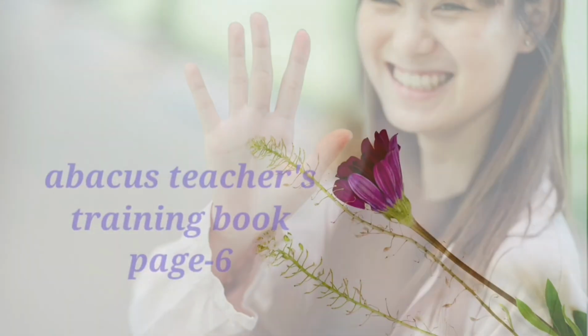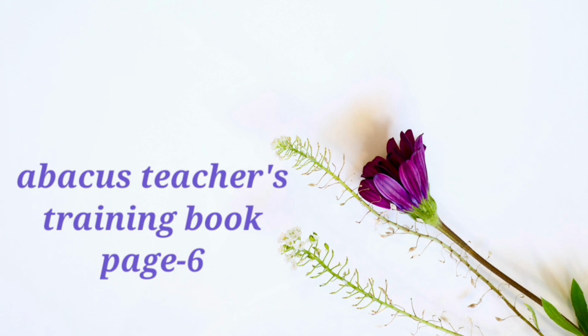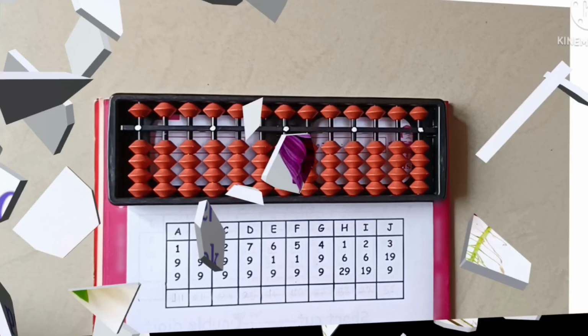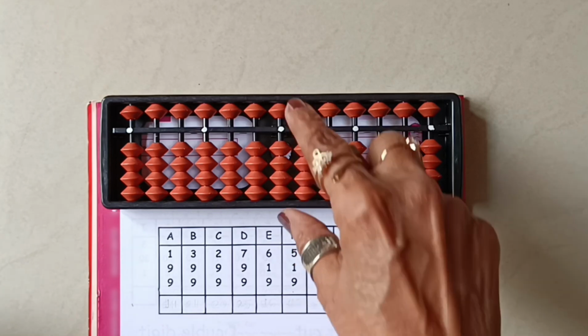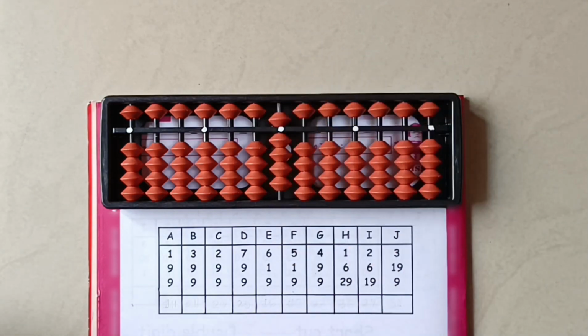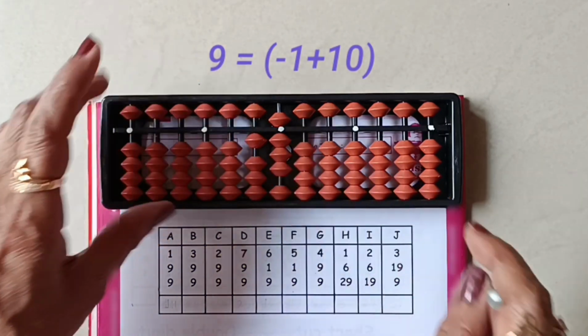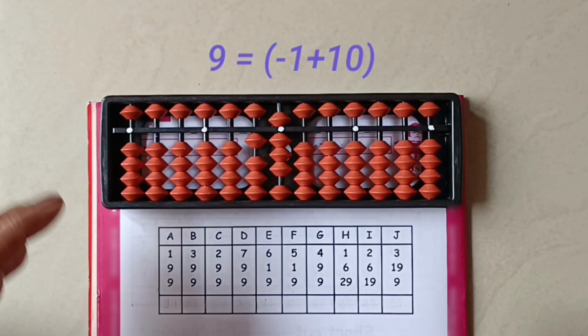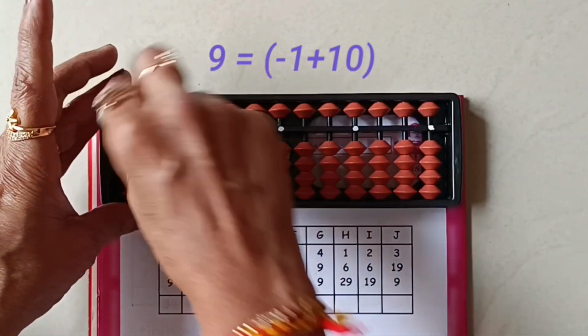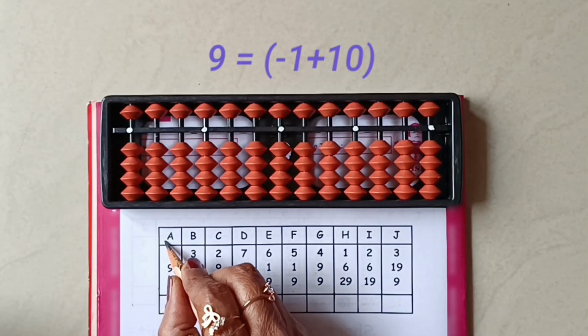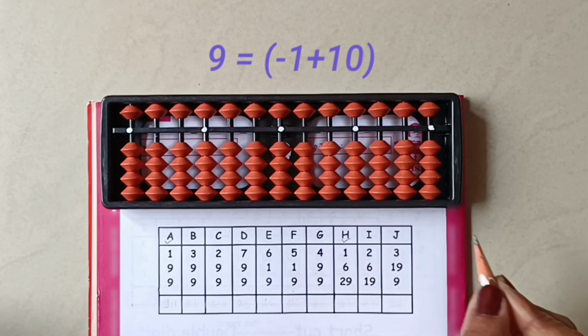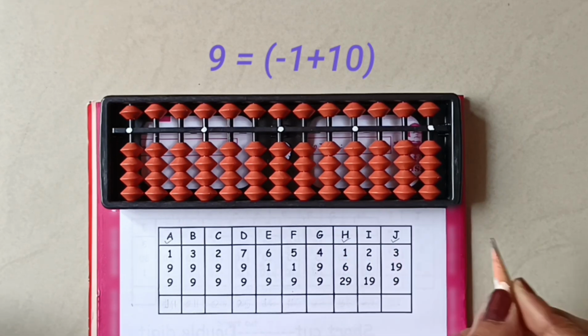Today we are going to learn Abacus Teacher's Training Book, page number 6. If here 9 is there and again we want 9, then we have to use a formula: 9 is equal to minus 1 plus 10. Now we are going to learn few sums related to this formula. Now I am going to solve sums A, H and J.